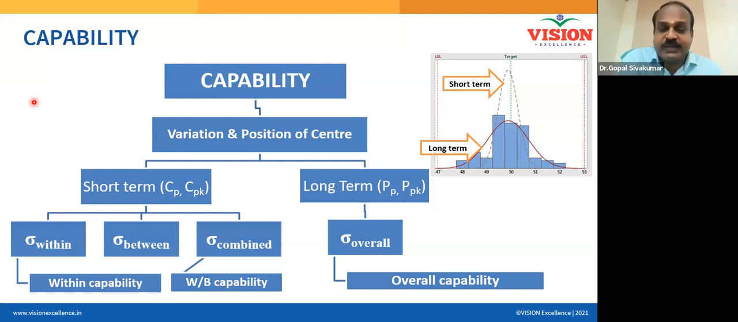Now, as a plant head, it is also important for you to maintain consistency across the shifts, isn't it? Whatever is happening in shift number 1, you want the same thing to happen in shift number 2 and shift number 3 also. You can't say, sir, shift 3 is night shift, so there will be a lot of problems. No, I want the same consistency. That means you need within capability, you also need between capability. If you maintain within capability and also maintain between capability, then overall capability will get maintained. All of you are able to connect here?